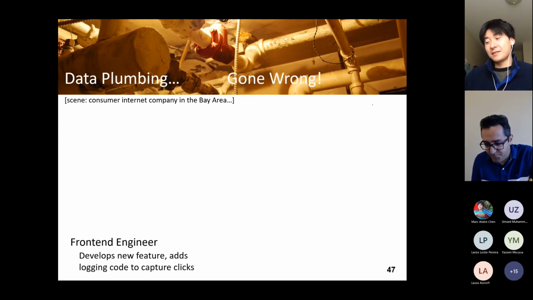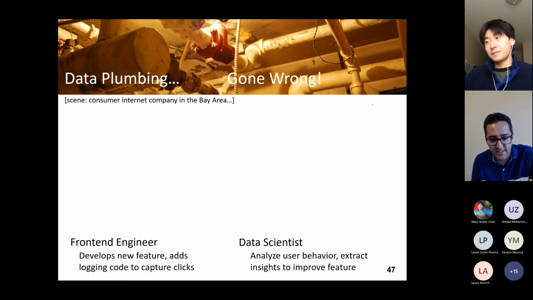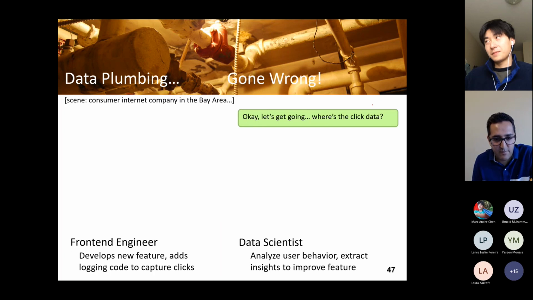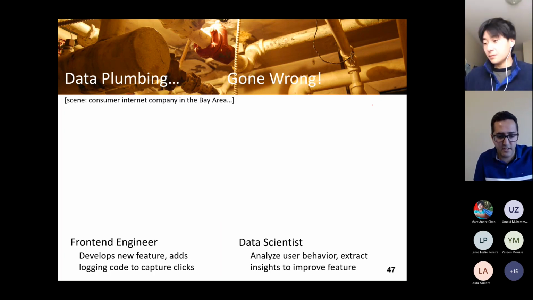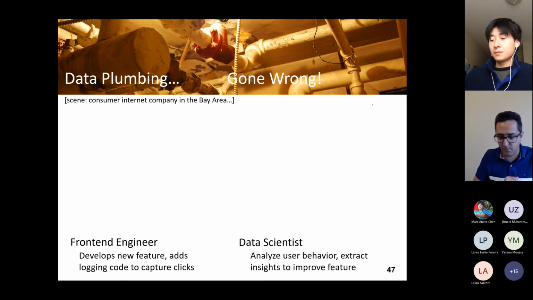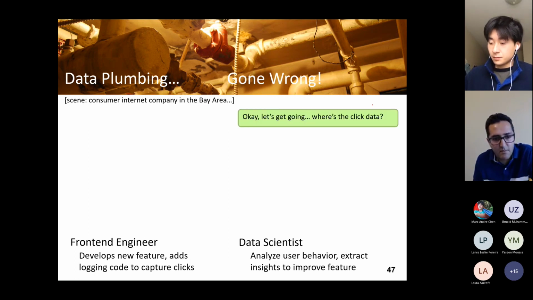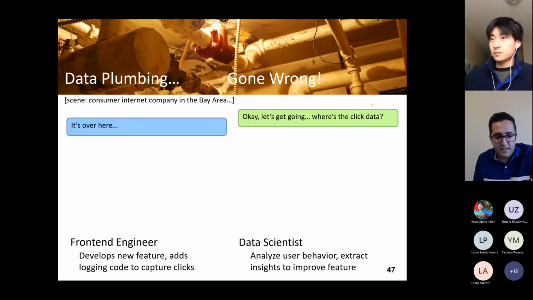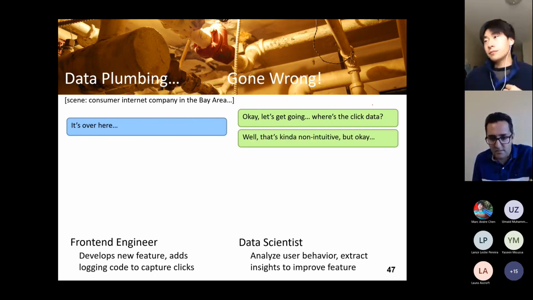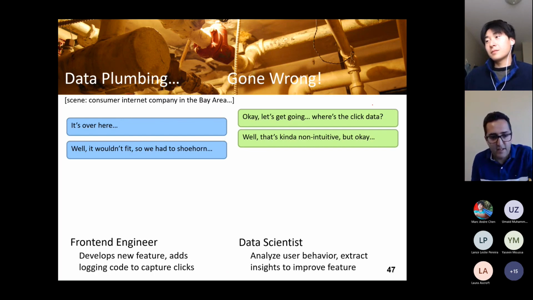This is a conversation between a front-end engineer and a data scientist, and these things really happen, right? So the front-end engineer developed a new feature that logs clicks, right? Where and when users click, so that we can basically develop different machine learning techniques on them. So first, the data scientist asks, where's the data? And then the front-end engineer says, oh, we stored it on those servers, right? And so, okay, that was kind of non-intuitive, but okay. And then yeah, the data wouldn't fit, so we had to shoehorn.